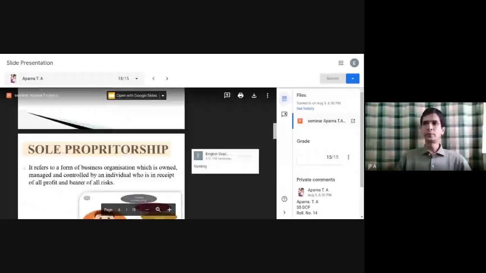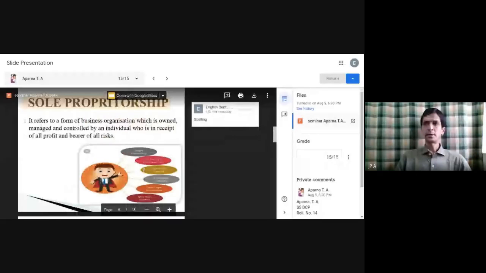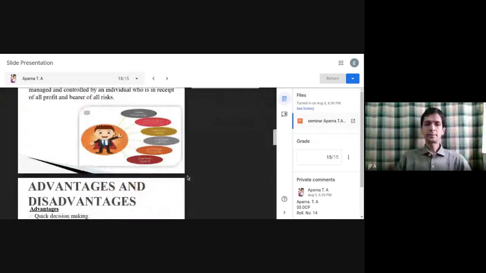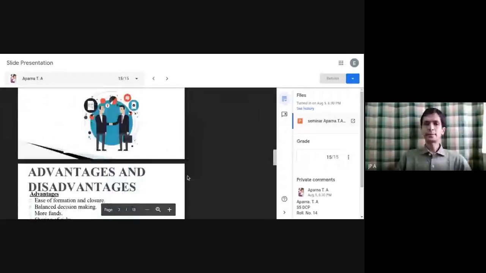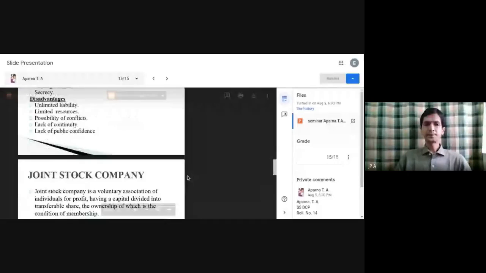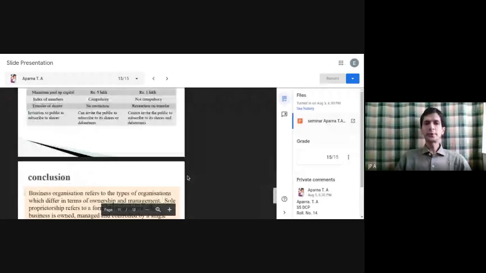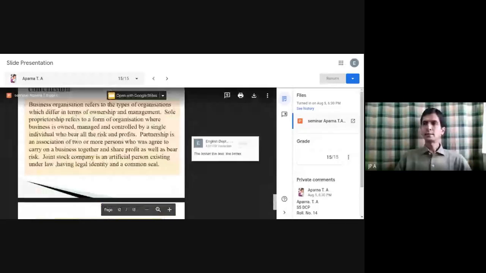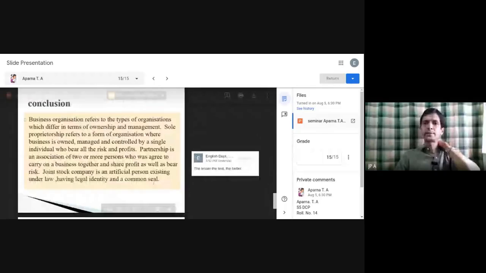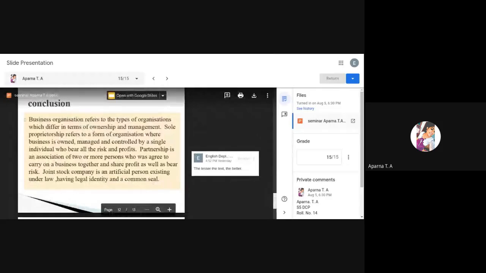Images are used. This is good. You are using good images here. Sole proprietorship, check the spelling here. As far as possible, you can use images to get across your ideas to your audience. This is a good way of making a presentation. So conclusion points are there. Otherwise it is okay. Points should be given instead of a long paragraph. Okay, sir.